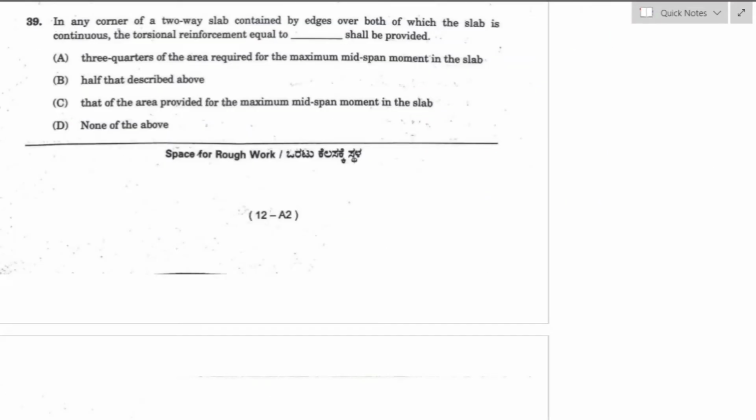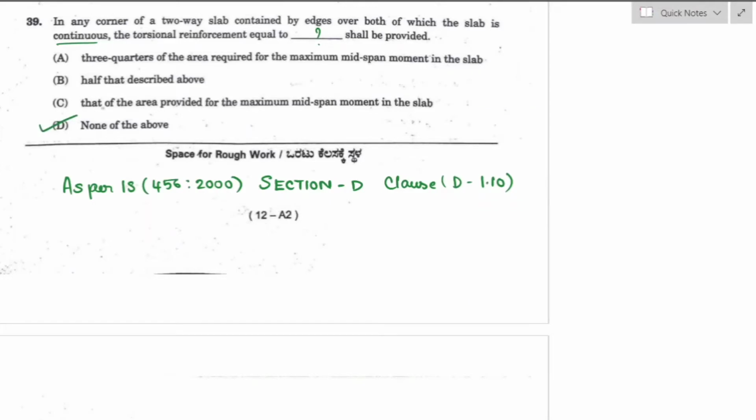Question number 39. In any corner of two-way slab contained by edges over both of which the slab is continuous, the torsional reinforcement equal to shall be provided. As per IS 456-2000 from the section D of clause D 1.10, for a two-way slab having two continuous edges, there will be no torsional movement, so the torsional reinforcement shall not be provided. So none of the above is the correct answer.